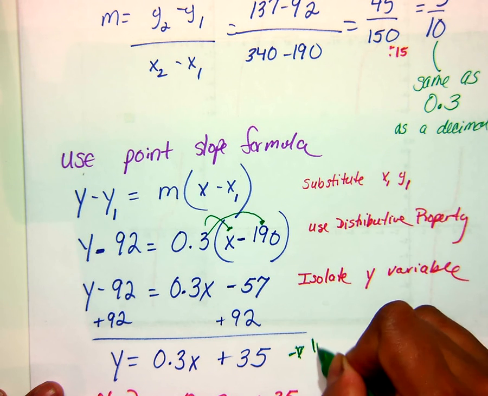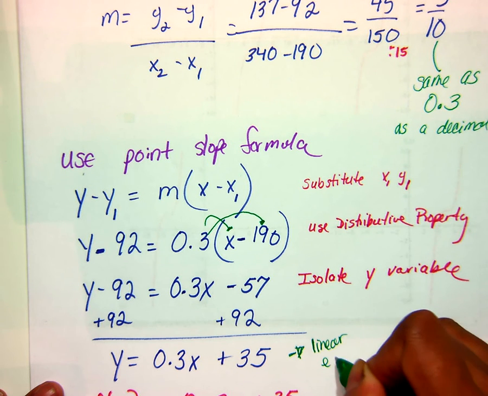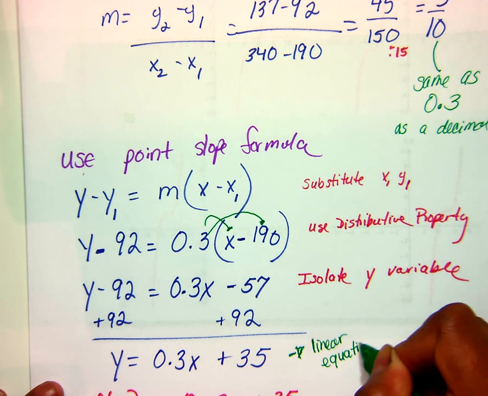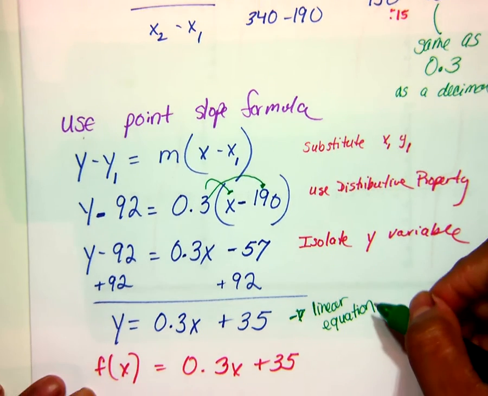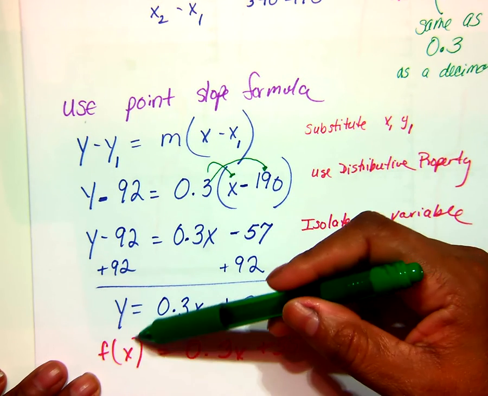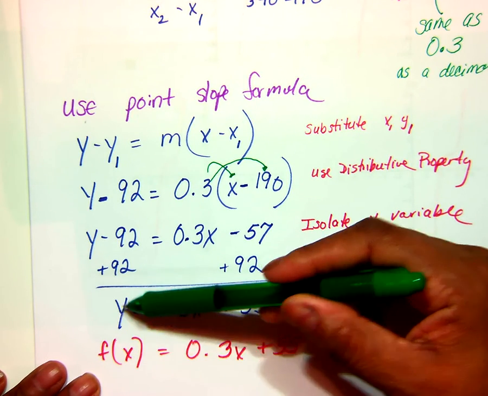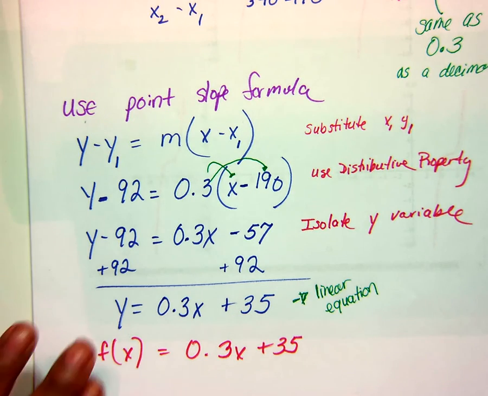This is actually your linear equation. But make sure that you go back to the problem itself. It didn't say anything about y. It says your function. So notice how y and f of x are the same thing.